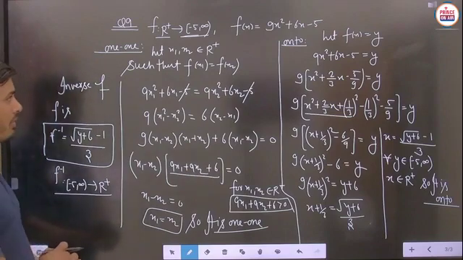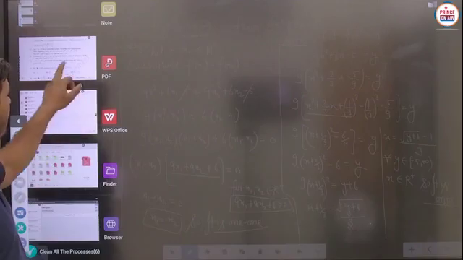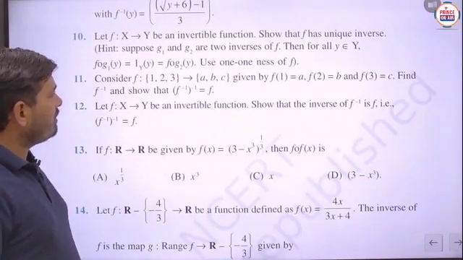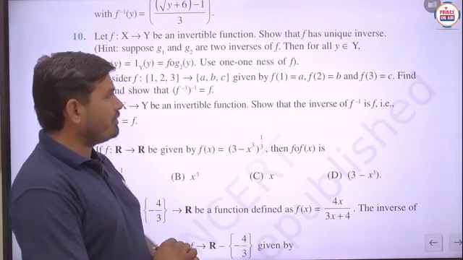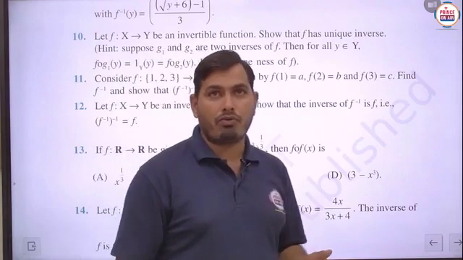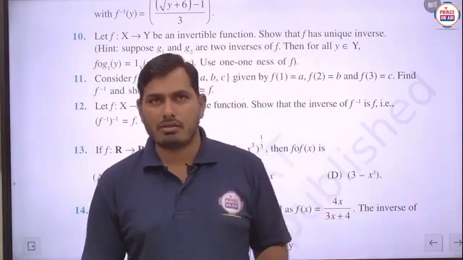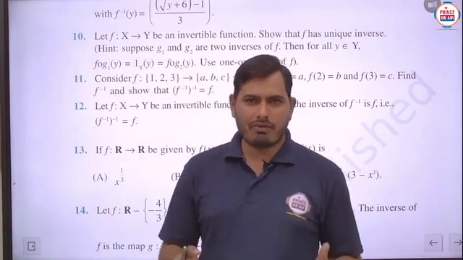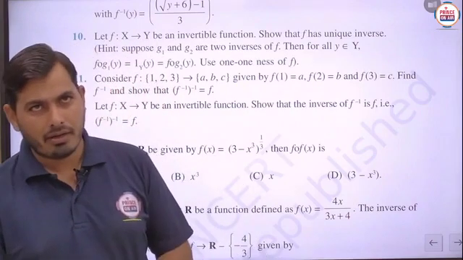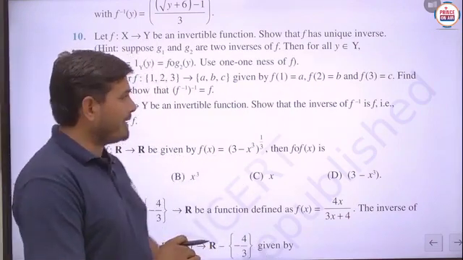So next we will take question number 10. In this question number 10, let f from X to Y be an invertible function; show that f has a unique inverse. Student, in this kind of question we have to remember this result always, because this is a standard result: in any case, if the inverse exists, then it will always be unique. Is it clear? Now we will prove this also, but we have to keep this in mind always.